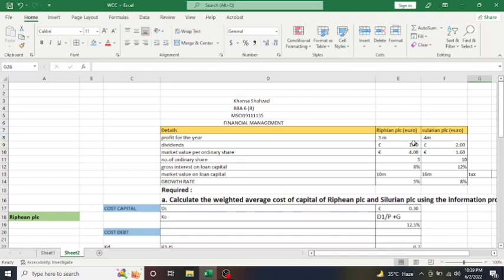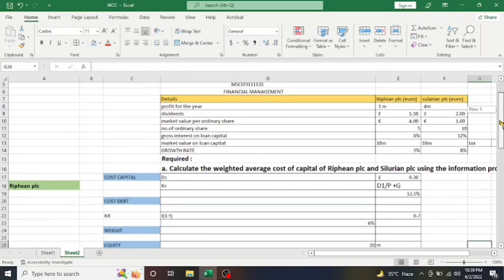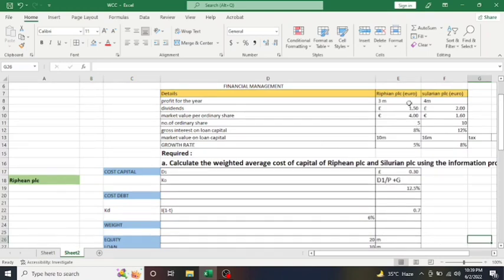First, we will do the first company, that is Rifin. For Rifin, we are provided with all the details. First, we are going to find its cost of equity. For that, we need the dividend per share. For dividend per share, we are going to multiply the dividend with the number of ordinary shares.